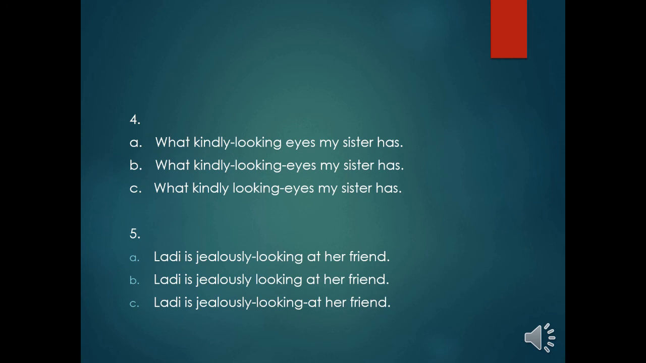What kindly looking eyes my sister has. So you can pause this so that you will write down the whole sentences and then pick your answer.